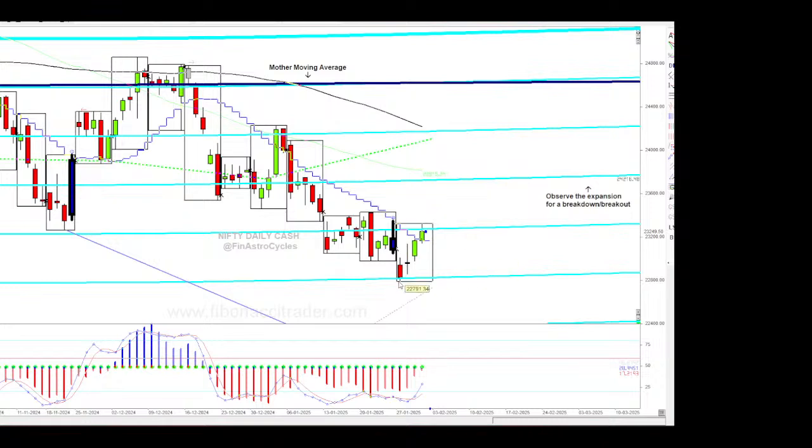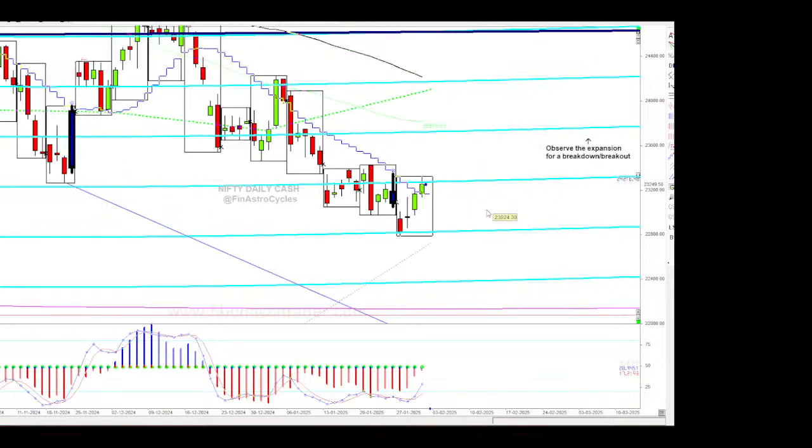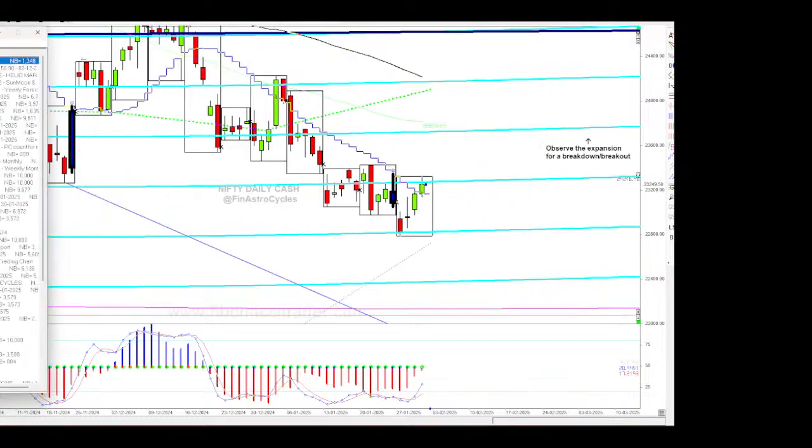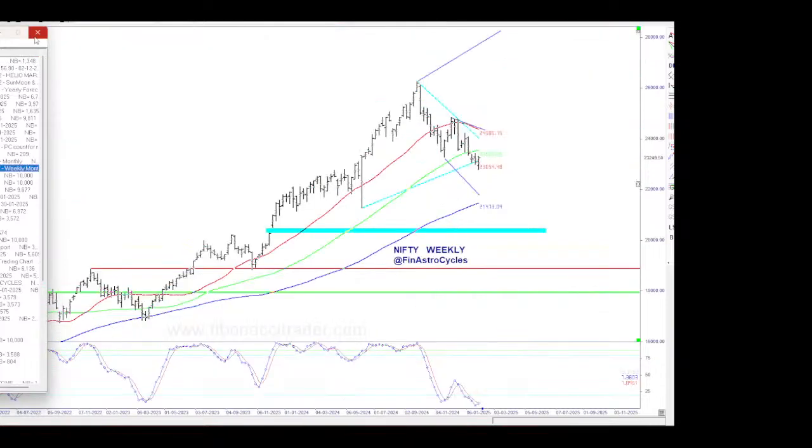But remember, once it breaks this, then our levels are very clear, which I mentioned. And that could also be very fast. Now, this is a daily chart. Let's see what is happening on the longer term cycle. So let's see the weekly chart of Nifty cash, what is happening there.